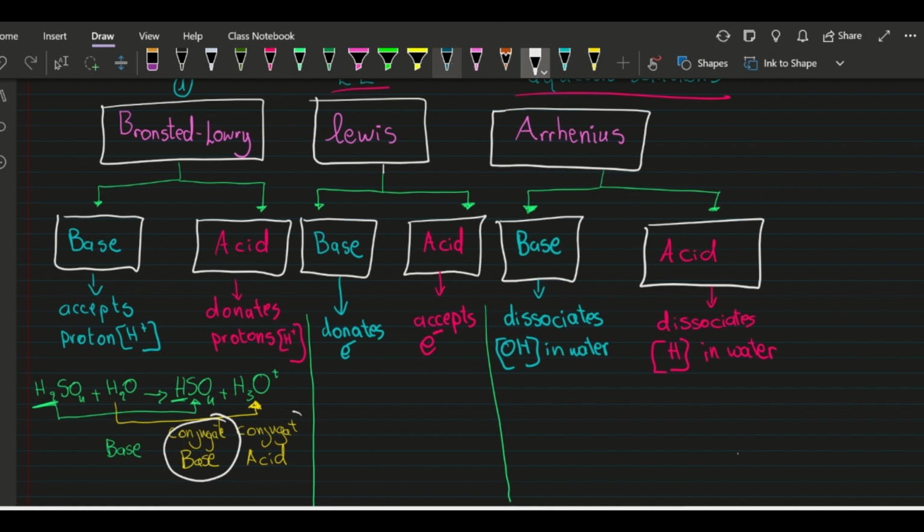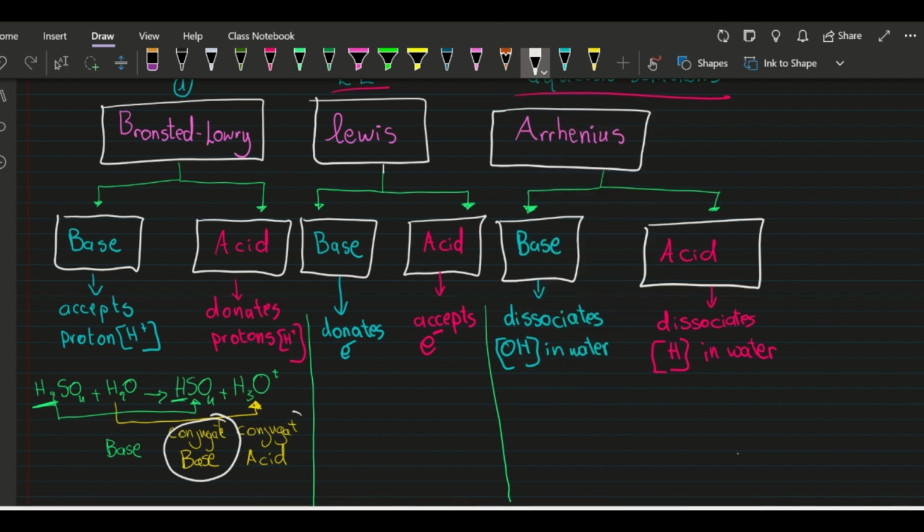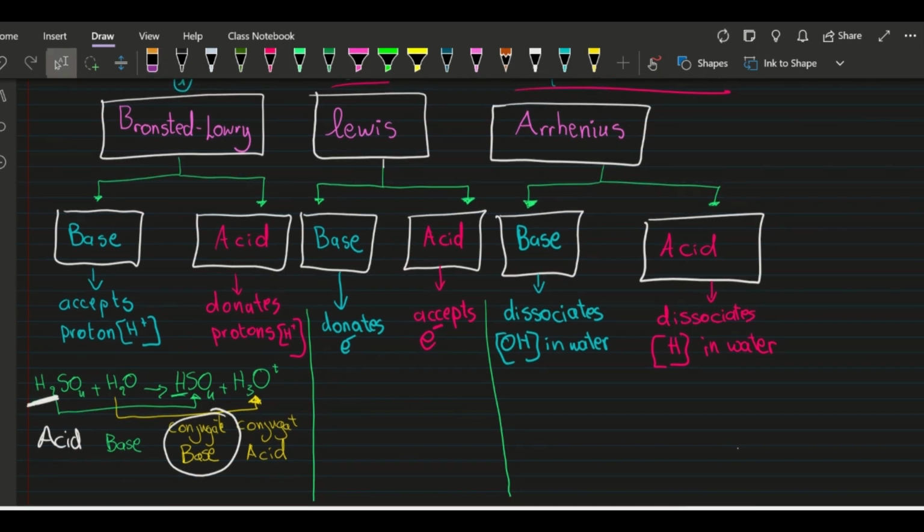Okay. And the other one, we are going to have a Bronsted Lowry acid because it has more hydrogens. If you need more practice, you can refer to my other videos. I show you more examples if you like to work on it. Okay, so again, Bronsted Lowry accepts proton, donates proton for the acid.